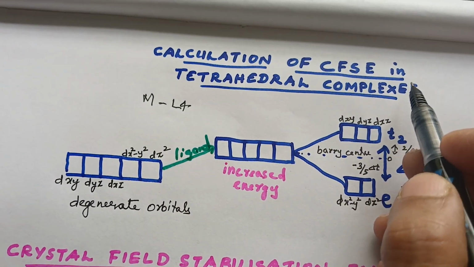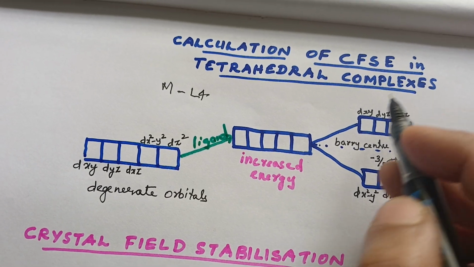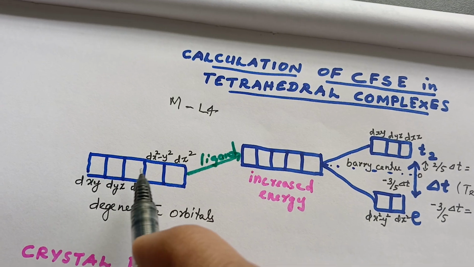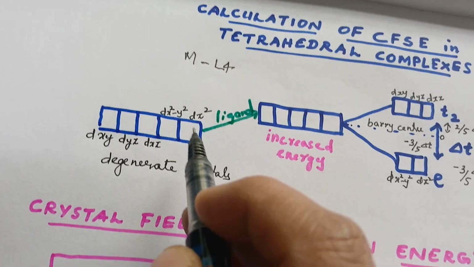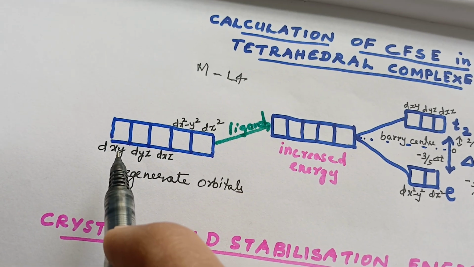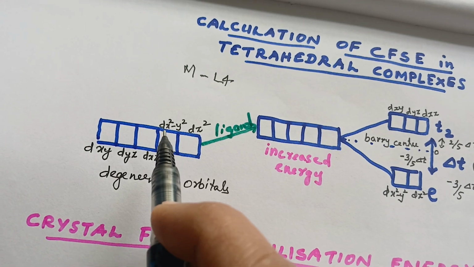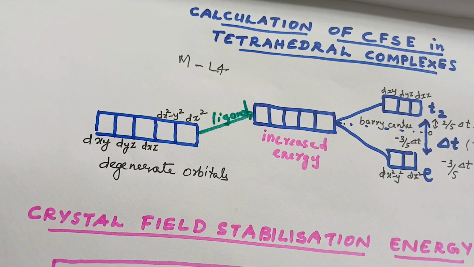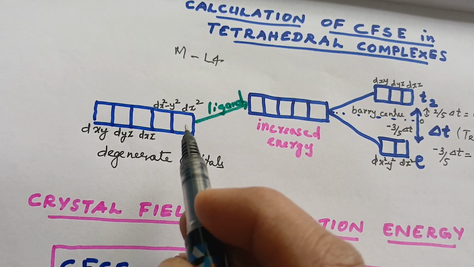Calculation of CFSE in tetrahedral complexes. These are the degenerate orbitals, 5 d orbitals which have the same energy. Those orbitals are dxy, dyz and dxz, dx square minus y square and dz square. So when they have the same energy, we call them degenerate orbitals.